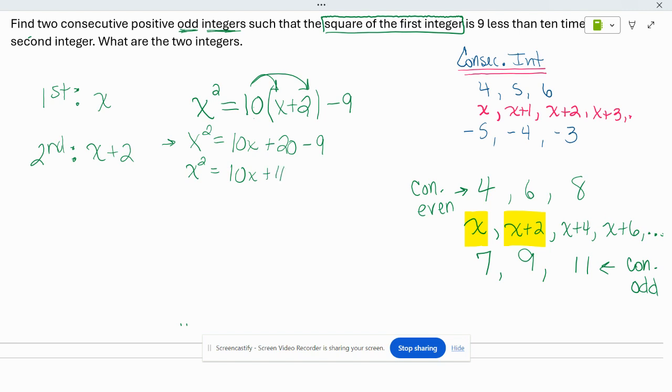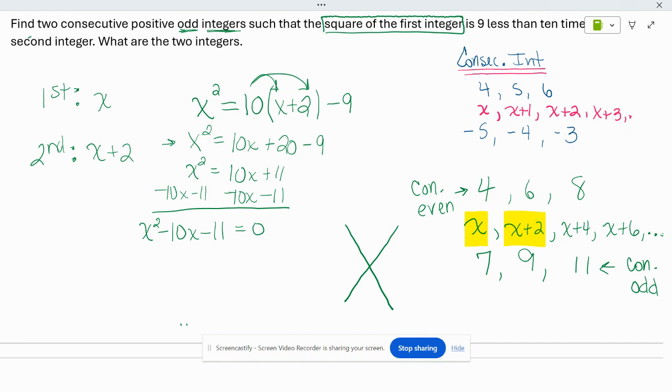So after I combine like terms, I have to set it equal to 0. So I'm actually subtracting 10x from both sides, and I'm subtracting 11 from both sides. So minus 10x minus 11 on both sides. When I do that, I have x squared minus 10x minus 11 equals 0. So once I set it equal to 0, I have to solve by factoring. So let's solve this by factoring.